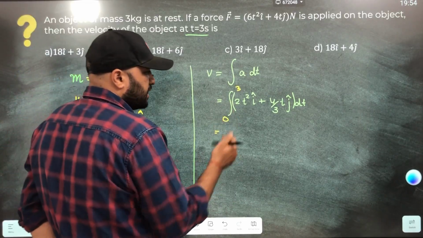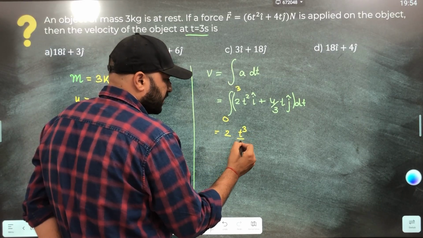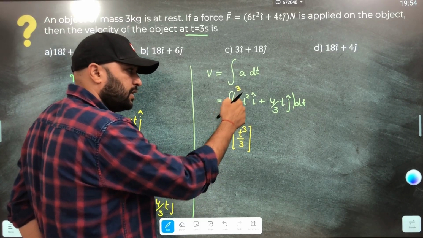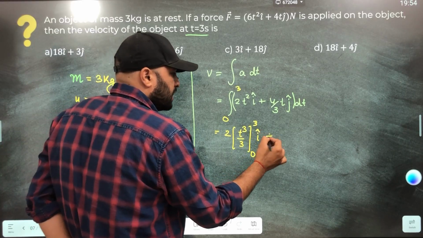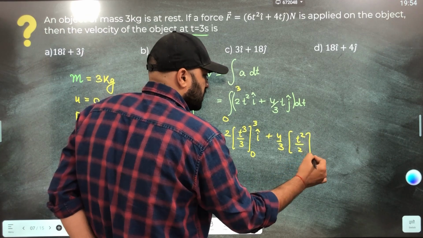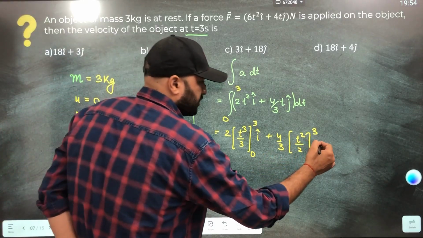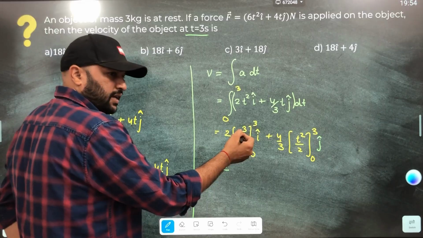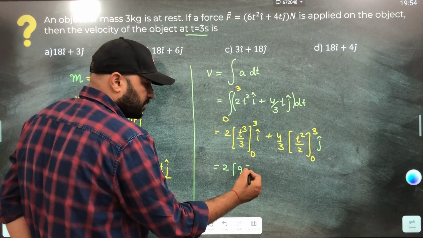Okay, in that case, this will give you 2 outside. And what is the integration of t square? It will be t cube by 3. I am taking 2 as constant out of the integration. I hope you are familiar with integration. T square will give you t cube by 3, and that will be 0 to 3 i cap. Taking 4 by 3 outside, the integration of t will be t square by 2, 0 to 3. Correct? I hope this is clear. And where is j cap? Yes, j cap is over here. Let's substitute here. So this will be 2 into 3 threes are 9, 3 nines are 27. 27 by 3 is 9. So it will be 9 minus 0. So I'm just keeping it as 9.